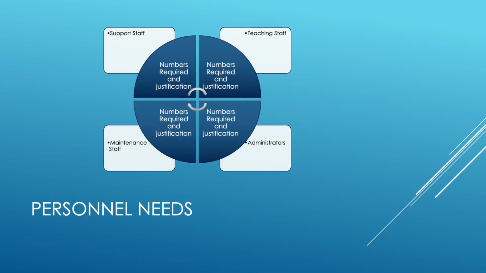The next thing is you need to look at the personnel: support staff, the teaching staff, administrators, maintenance staff. You need to basically identify the number of individuals that you need and also include a justification. Why do you need X number of support personnel? Why do you need X number of administrators?